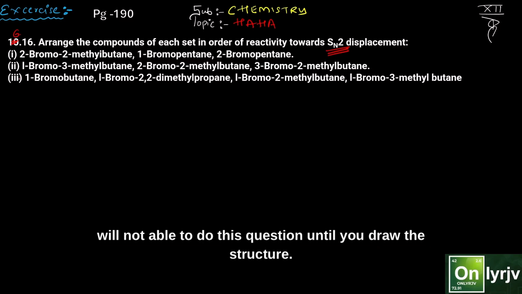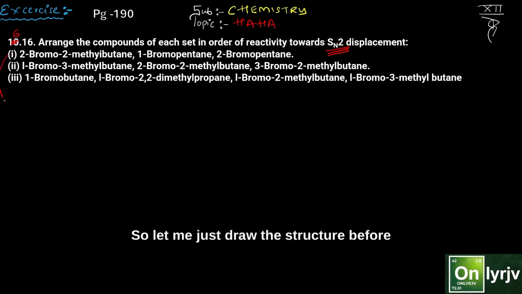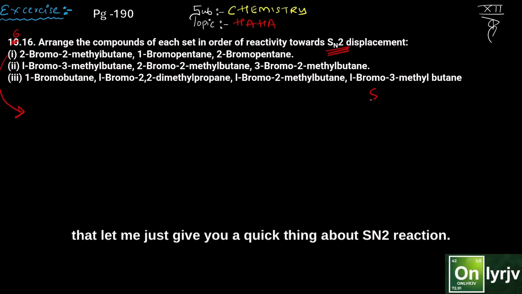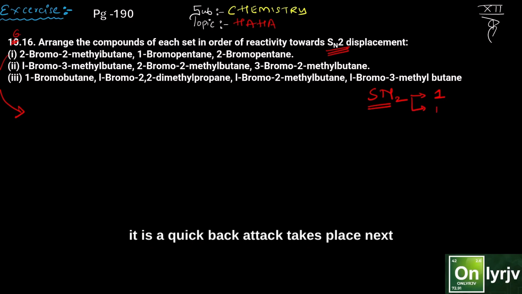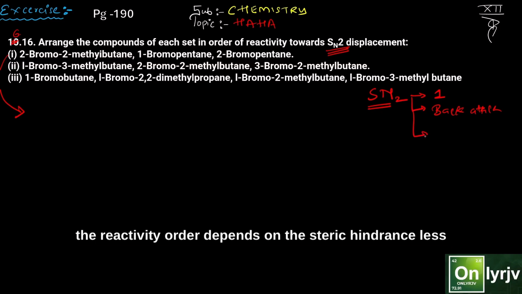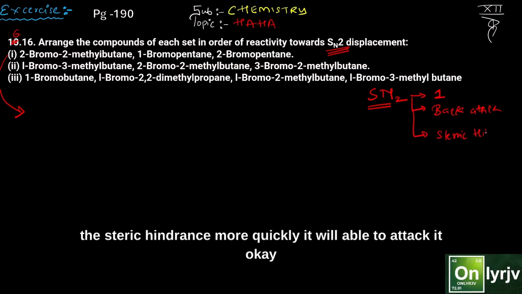You will not be able to do this question until you draw the structure. So let me just draw the structure. Before that, let me give you a quick thing about SN2 reaction. SN2 reaction takes place in one step. Remember it. In an SN2 reaction, back attack takes place. Next, the reactivity order depends on the steric hindrance. The less the steric hindrance, the more quickly it will be able to attack.